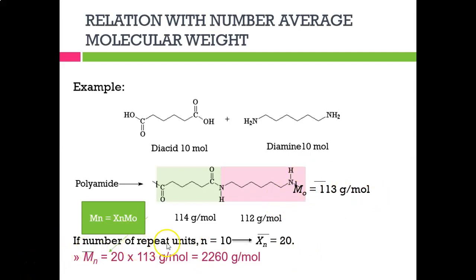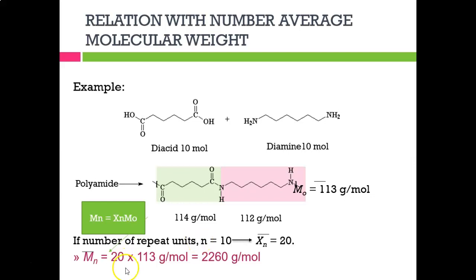And if the number of the repeat units, which is N, equal to 10, okay, so if the number of the repeat units is given by 10, you have 2 repeat units, right? So you just multiply with 2. You can get Xn equal to 20.